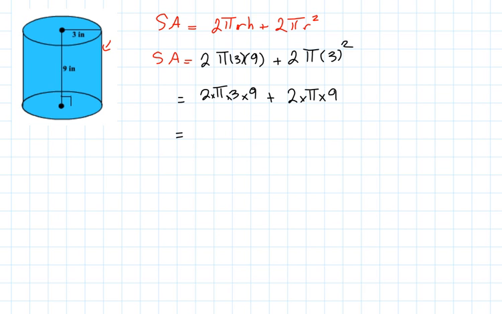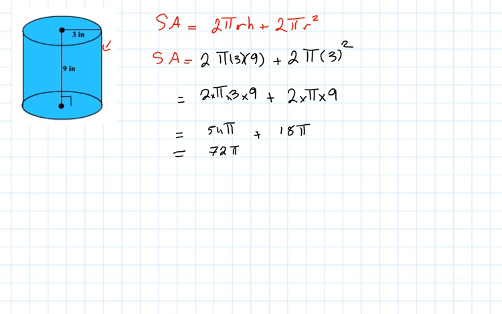So 2 times 3 times 9, that would be 6 times 9, or 54 pi, plus 2 times 9 times pi, which is 18 pi. I'm just going to put pi in the calculator at the end. You don't have to do this, but 54 and 18 is 72 pi, and then at the end you can evaluate what pi is. Pi is 3.14, or if you're a big boy or girl, use pi in a calculator, which is what I'm going to do right now.